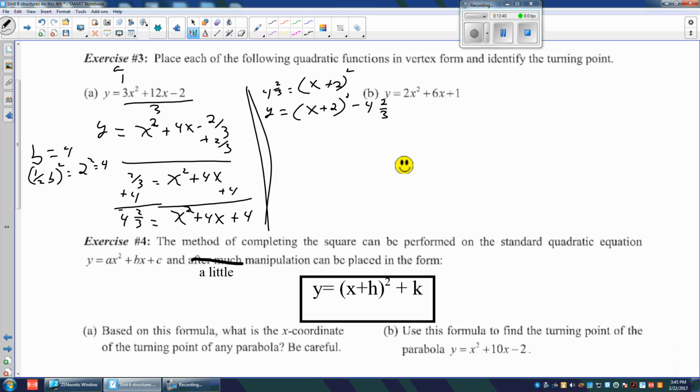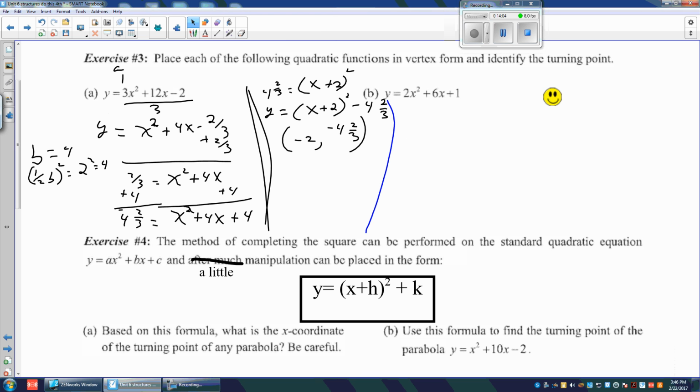There we go. Now it says state the vertex. Remember, we're moving the opposite. We're going to move -2 in the x direction, so the vertex is -2. We move in the same direction as here. This is -4 and 2/3, so it's -4 and 2/3. That's the vertex.